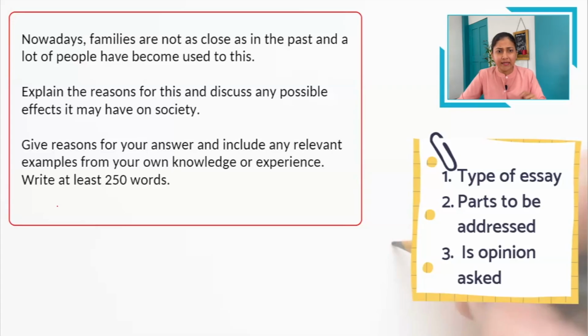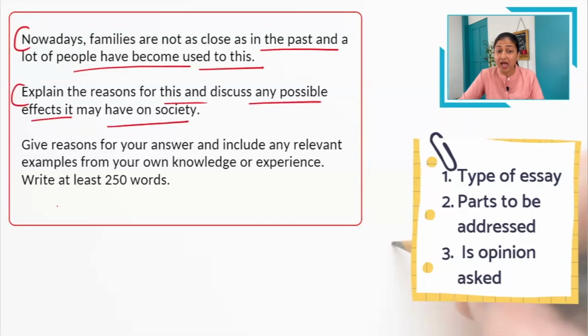Quickly, it says, nowadays families are not as close as in the past and a lot of people have become used to this. Explain the reasons for this and discuss any possible effects it may have on society. So once again, reasons are asked and possible effects. Is it asking for solutions? No, it's asking for the effect it may have. Now, reasons basically means causes, right? So, you are asked for causes and effects. The effect it may have means some problems.